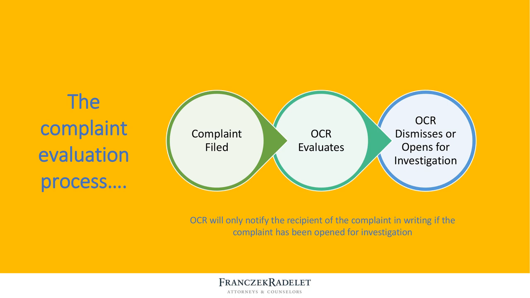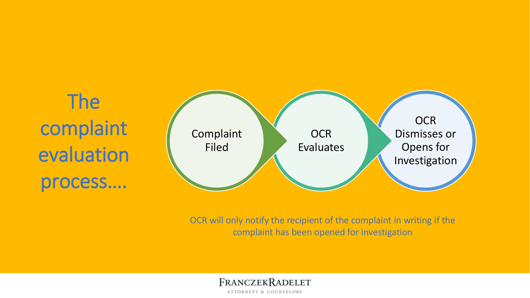Now, what happens if OCR does this evaluation? So we've got this process here. The complaint is filed, OCR evaluates it, and then OCR either dismisses it or opens it for investigation. If it dismisses it, you may never even find out about it, or at least under the old process, you may never have found out about it. A letter would go to the complainant saying, we don't have jurisdiction, or for whatever other reason, we can't open your complaint. Your complaint is dismissed. And maybe you might have received some oral communication from OCR about the case, but you're not going to get a letter to you directly saying that the case is dismissed under the prior process.